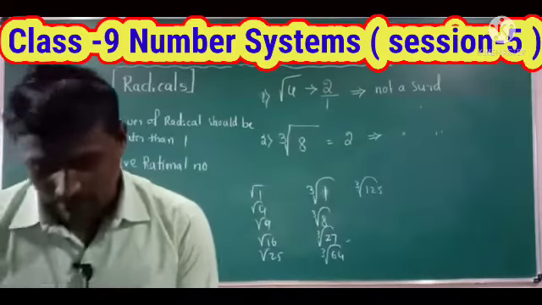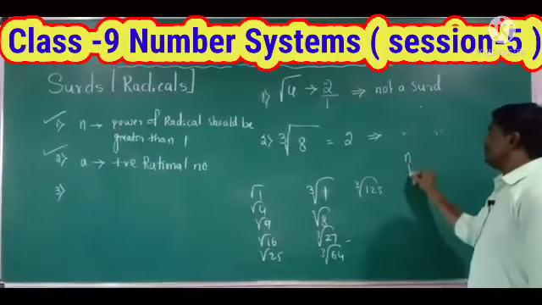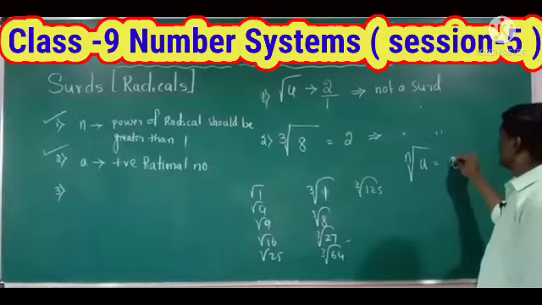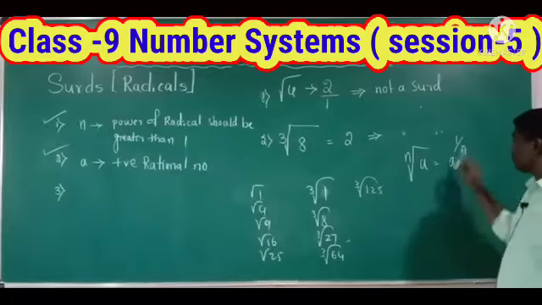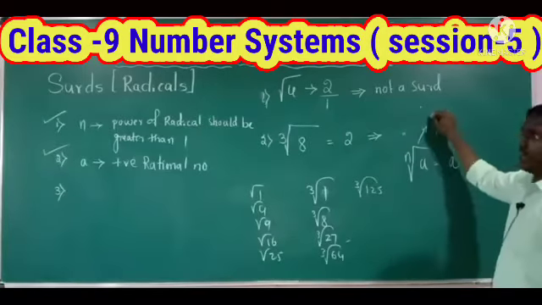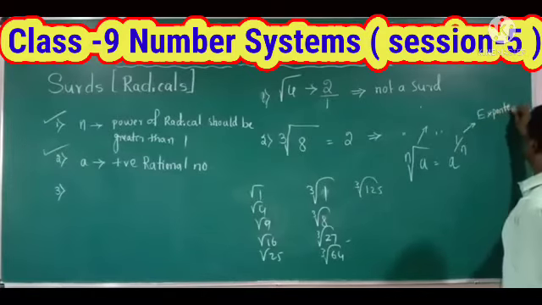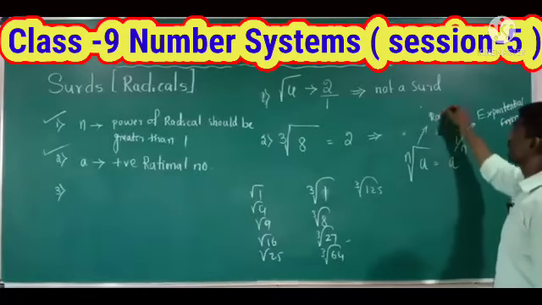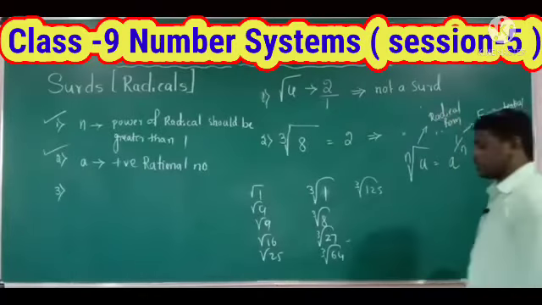Okay, next, nth root of a. How can you write this? Nth root of a can be written as a raised to the power 1 by n. A raised to the power 1 by n. So this is the radical form and this one is the exponential form.